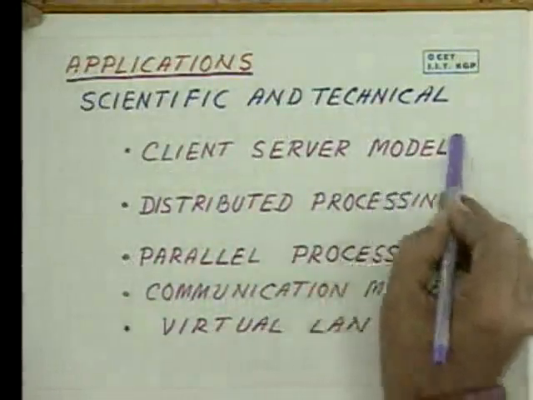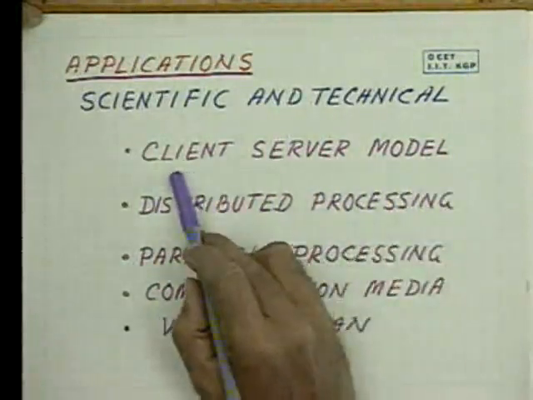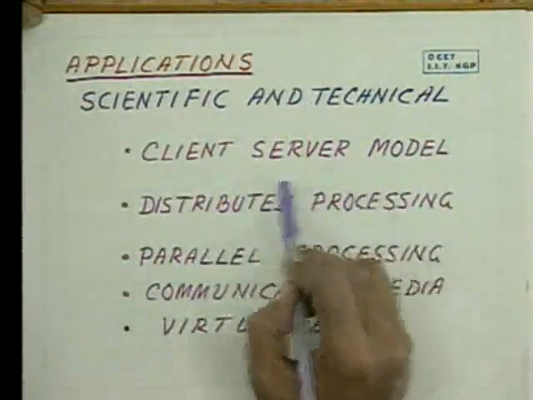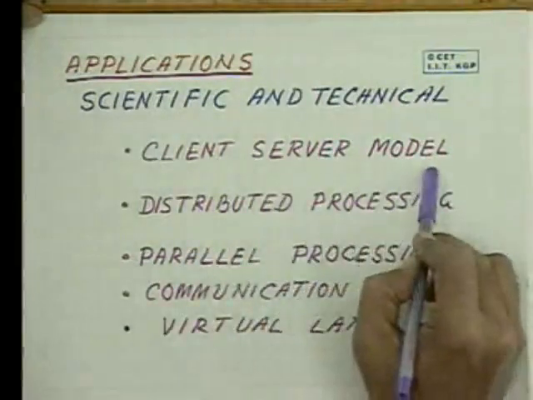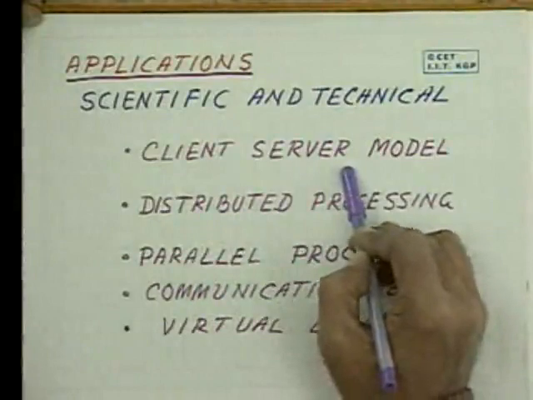Now, because of the computer networks, various applications are emerging using the computer network environment. As you know, the computers were developed for scientific and technical computing. But scientific and technical computing can now be done in an altogether different manner by using computer network. For example, you can deploy the client-server model. In other words, because of the availability of computer network, the client-server model or client-server paradigm is becoming widespread.